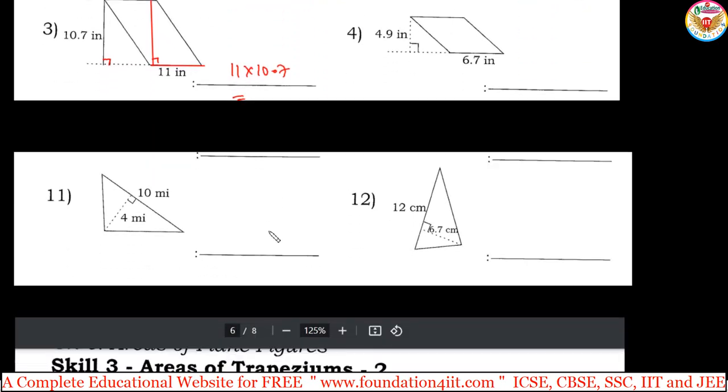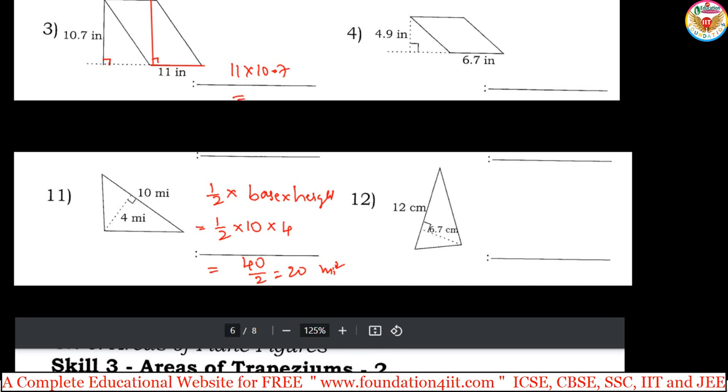Same way, area of the triangle. Area of a triangle is 1 by 2 into base into perpendicular height. Base into height, so half. Base is 10 and perpendicular height is 4. 1 by 2 into 10 into 4. 40 divided by 2 is 20. So 20 square miles.